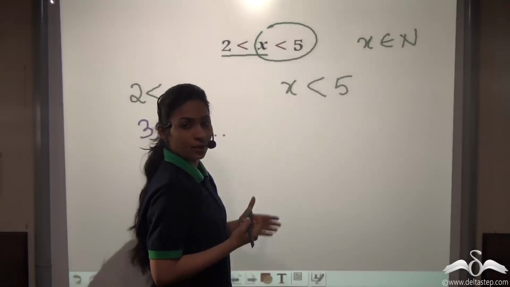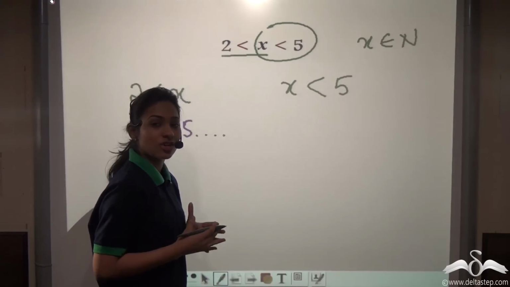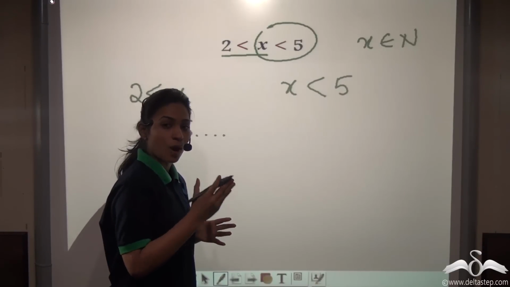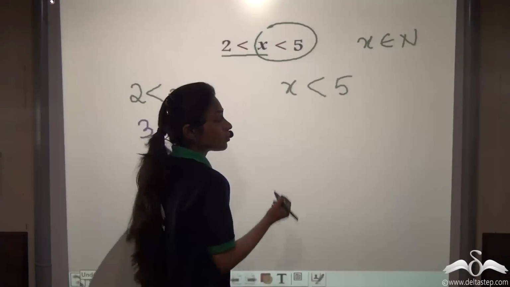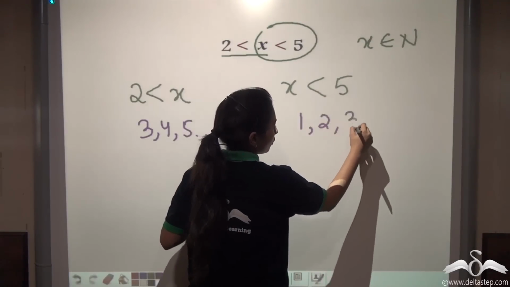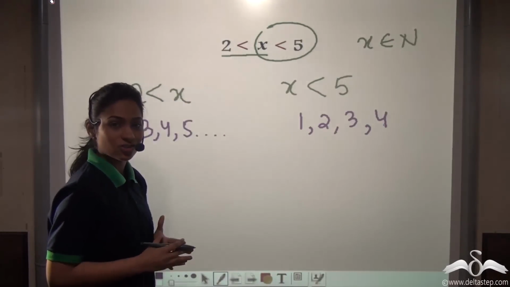What about this inequation? Here x is less than 5. Which are those natural numbers which are less than 5? You know that natural numbers start from 1, 2, 3 and so on. So the natural numbers less than 5 will be 1, 2, 3 and 4. Only these numbers are less than 5 and are natural numbers.